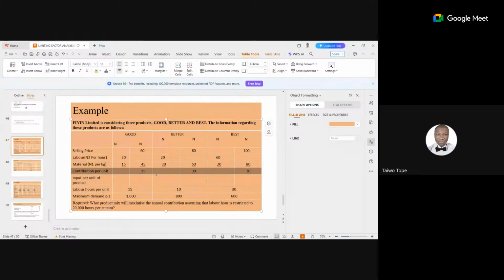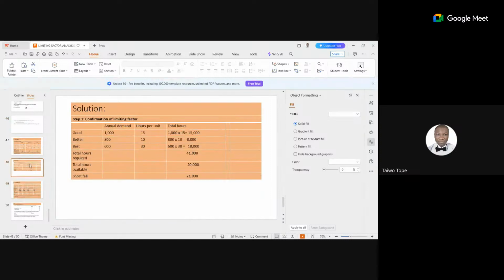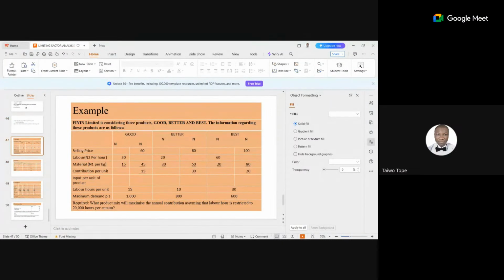Then we'll now determine our contribution per limiting factor. This is it: contribution per unit divided by unit of the limiting factor. So let's show that. Hope everybody is fine. Hope we are following. In case we are not on the same page, please raise up your hand, let's attend to you.